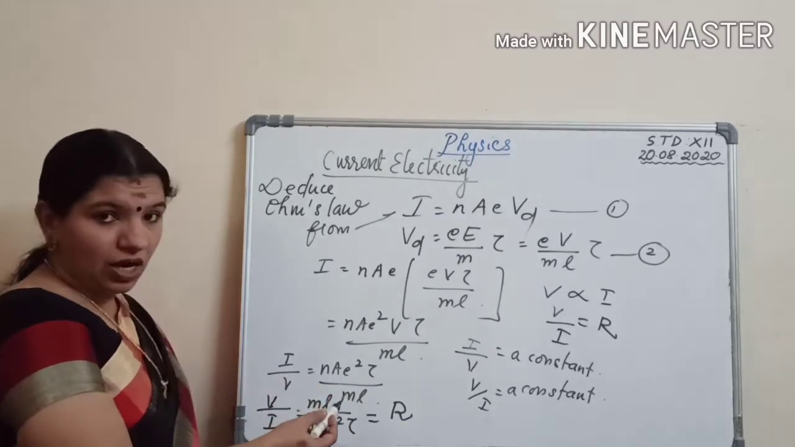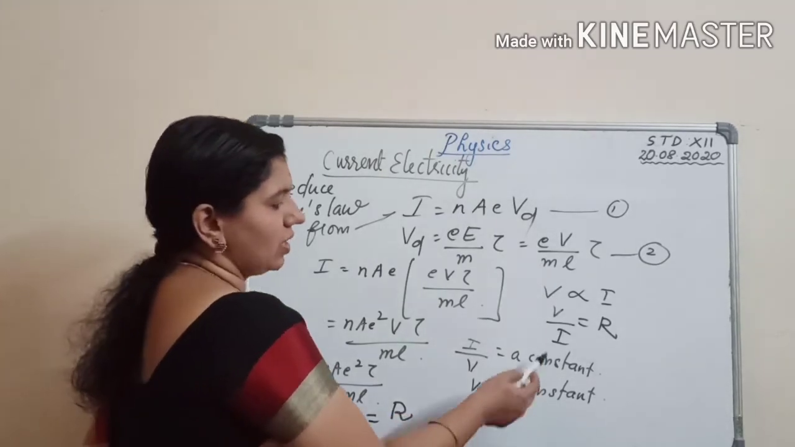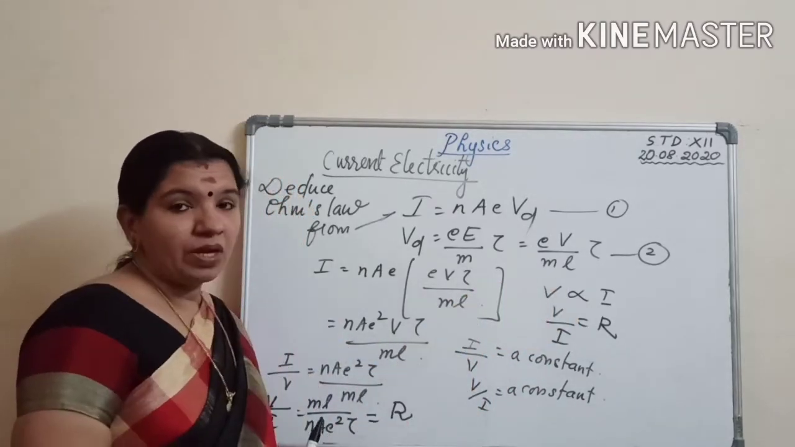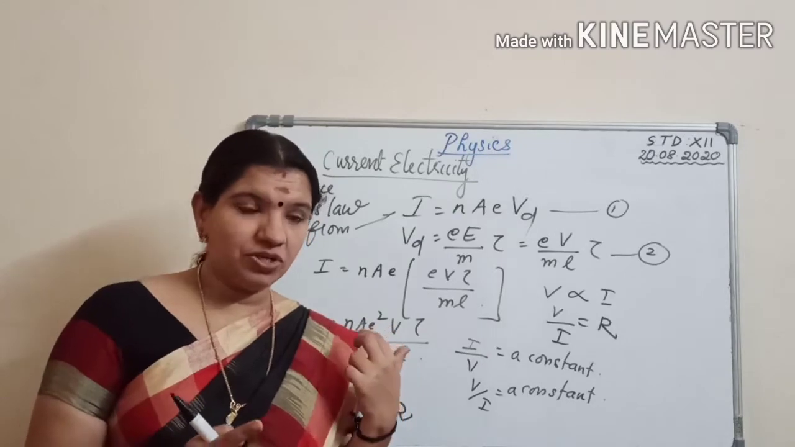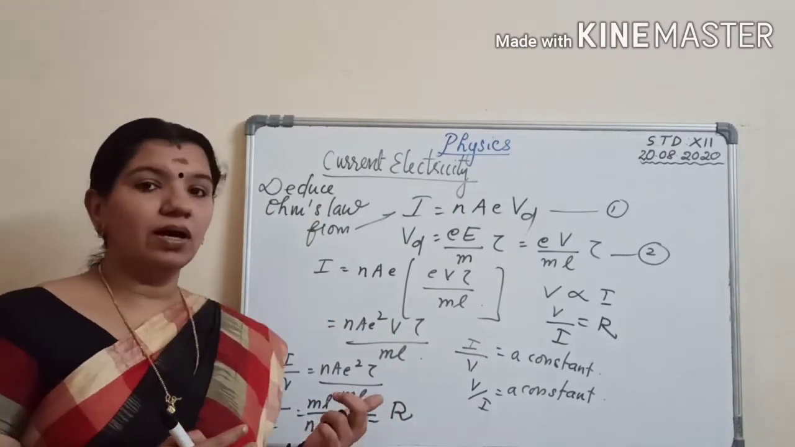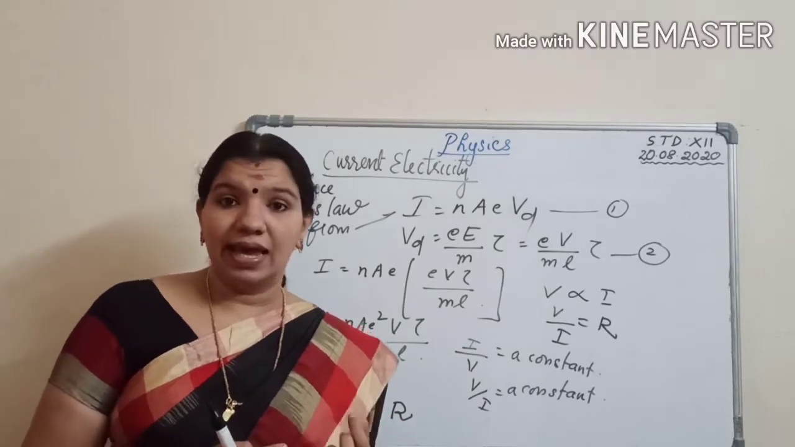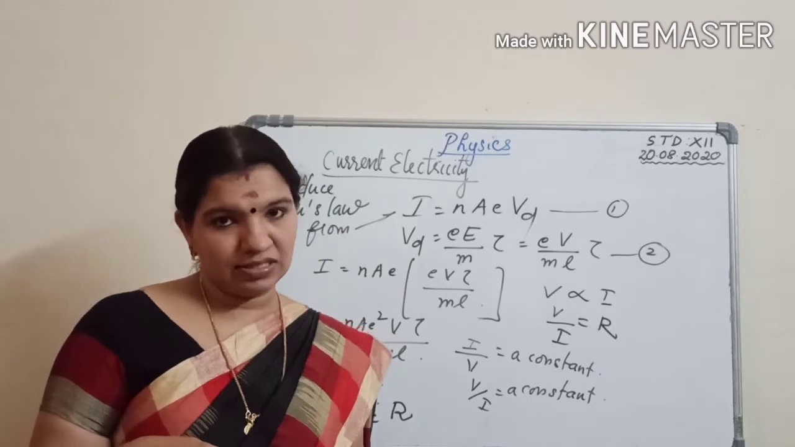If I by V is a constant, then V by I is also a constant. So I can write V by I is a constant, or V proportional to I, and V by I is taken as what? R. So from this expression I can write resistance R is equal to mL by NAe square tau. mL by NAe square tau. Okay. So we will move to the next derivation part.